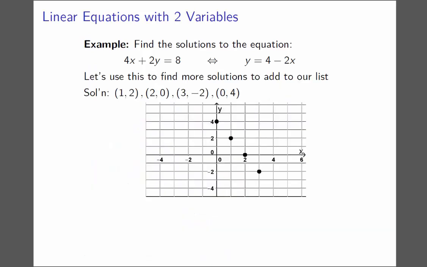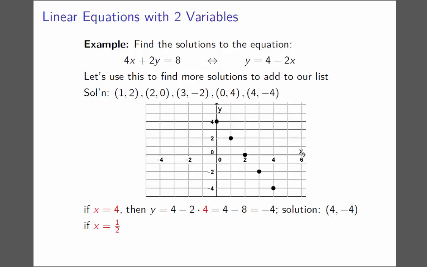Let's use this easier equation to find more solutions and add them to our list. So far the solutions we found are (1, 2), (2, 0), (3, -2), and (0, 4), which we have graphed below. If x equals 4, then y equals 4 - 2 times 4, which is 4 - 8, which is -4. So we get the solution (4, -4), which we can add to our graph.